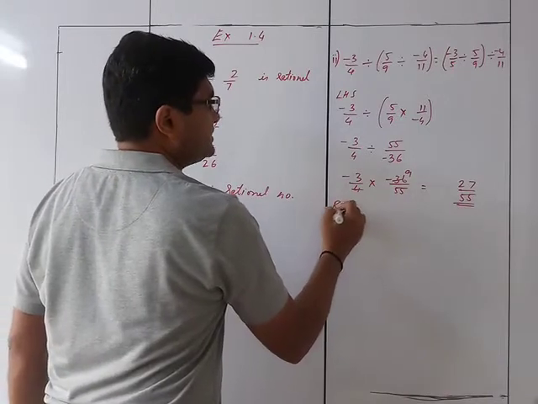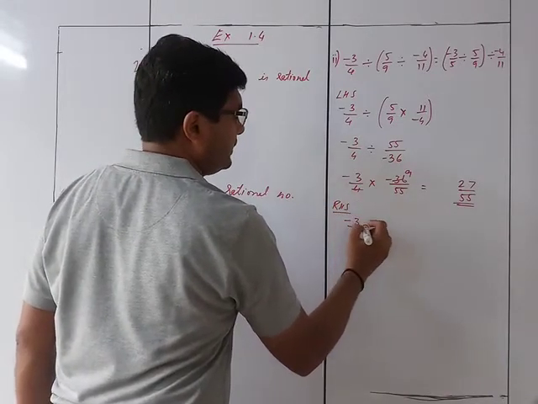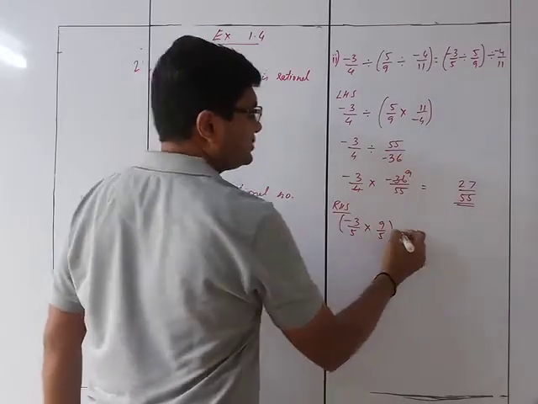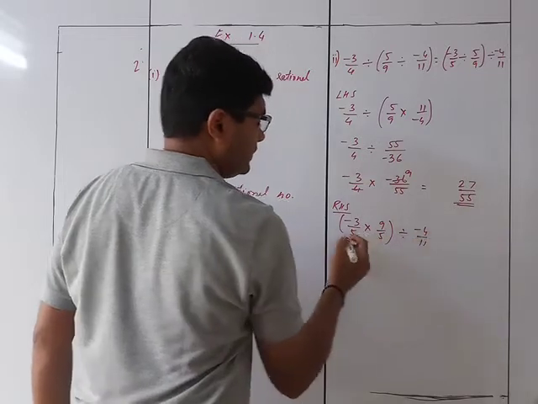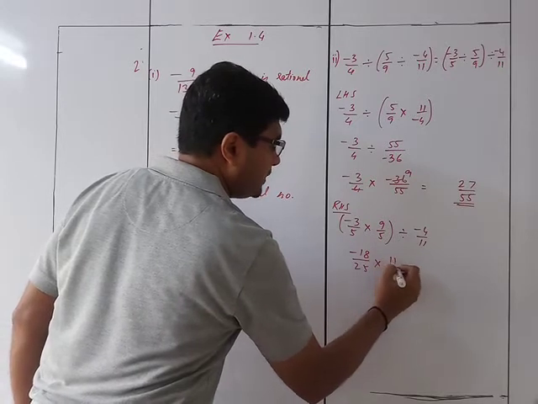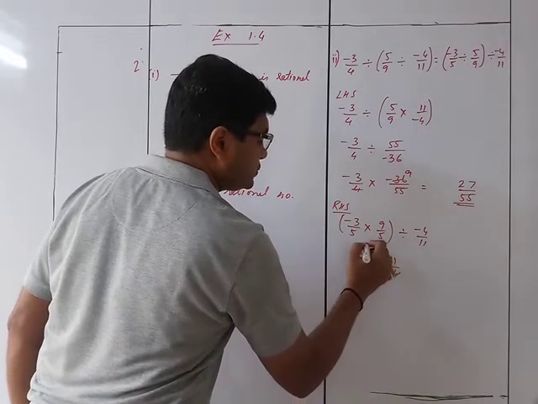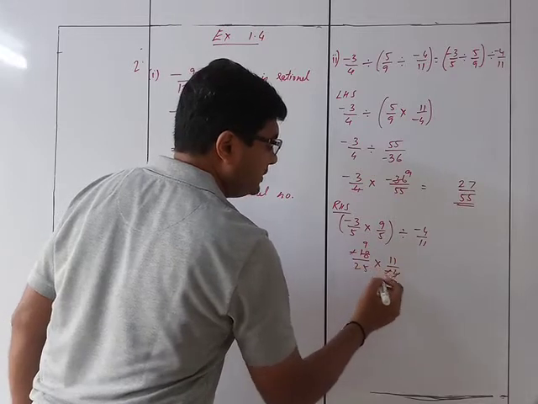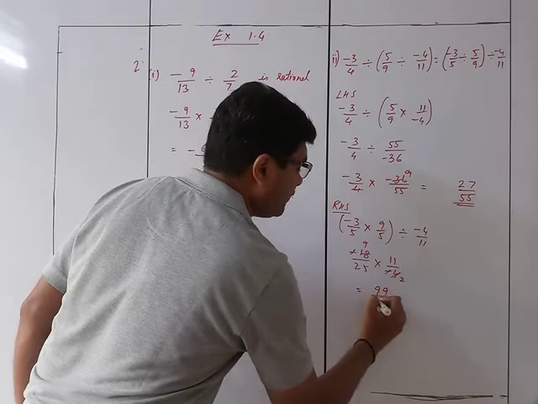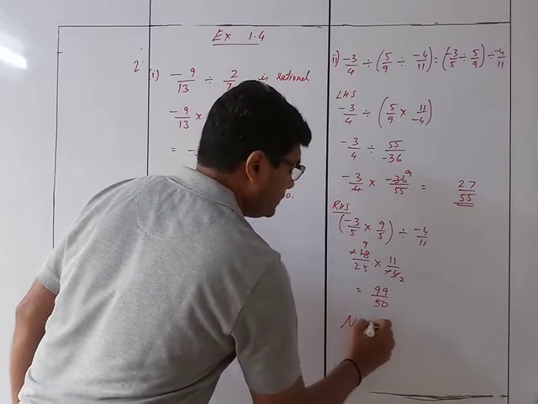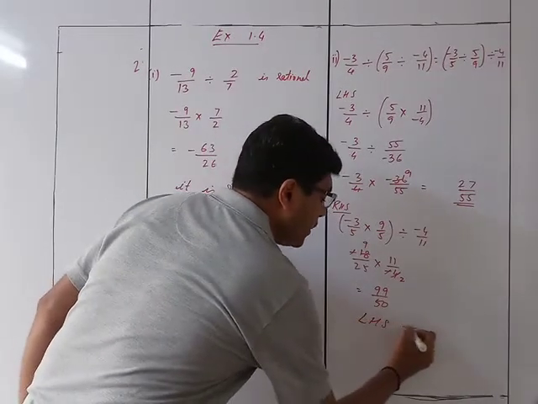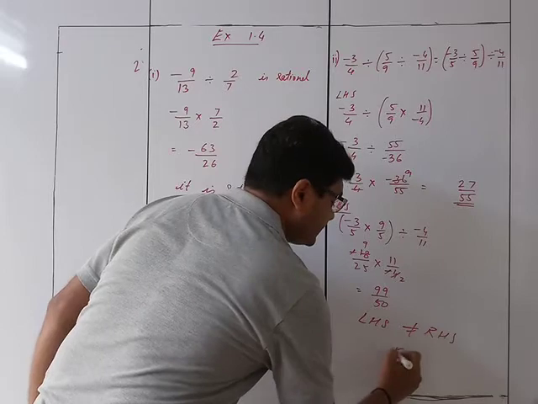We now take the RHS. It is minus 3 upon 5 into 9 upon 5, because there was a division here, so multiplication, divided by minus 4 upon 11. So this gives me minus 27 upon 25 into the reciprocal, 11 upon minus 4. This cancels to 9, minus and minus get cancelled, and this will be 2. So this gives me 99 upon 50. So the LHS is not equal to the RHS, hence the answer is false.